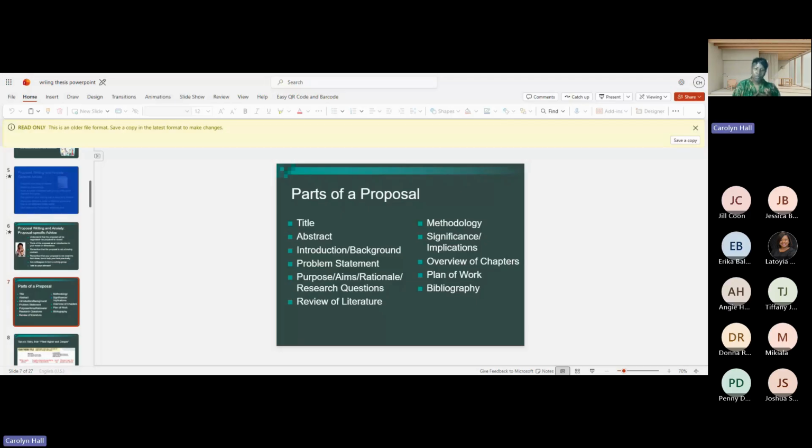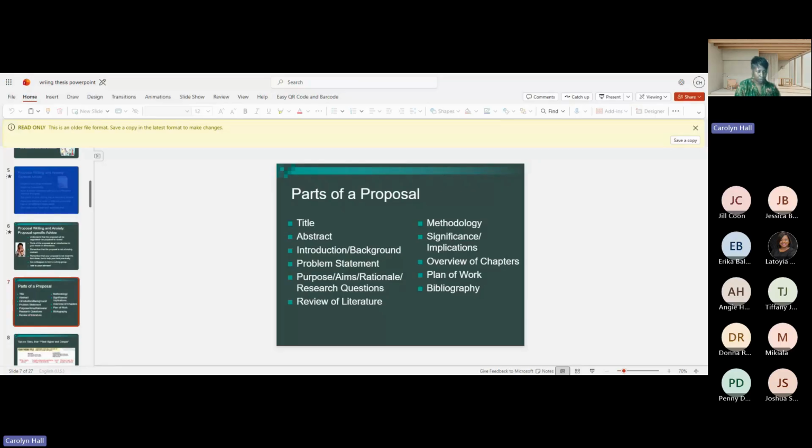Next, your research questions, your purpose, your aim, your rationale. This is very, very important. This particular section of your proposal is going to clarify what your research is going to accomplish. And you have to make sure that it directly aligns with your problem statement.